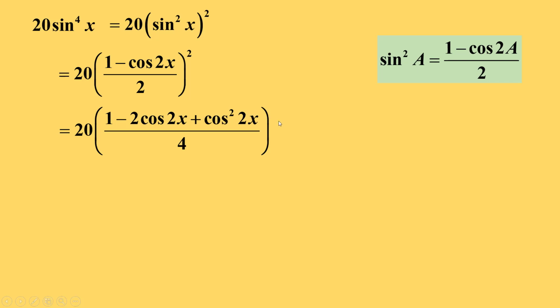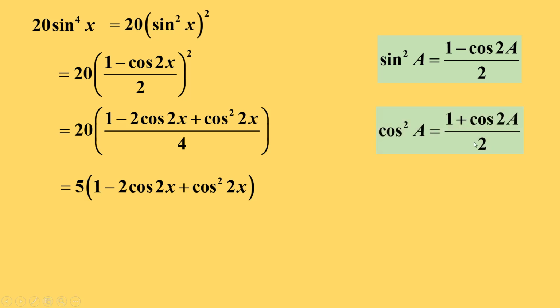All right. And so I still have a second degree cosine here. I need to work with that. But for now, I think I'll just simplify 20 and the 4 in our denominator. That's just going to give me a 5 up front. And now I'm going to replace cosine squared 2x with 1 plus cosine 2x over 2. Okay, very similar formula. One of them has minus, the other has plus.